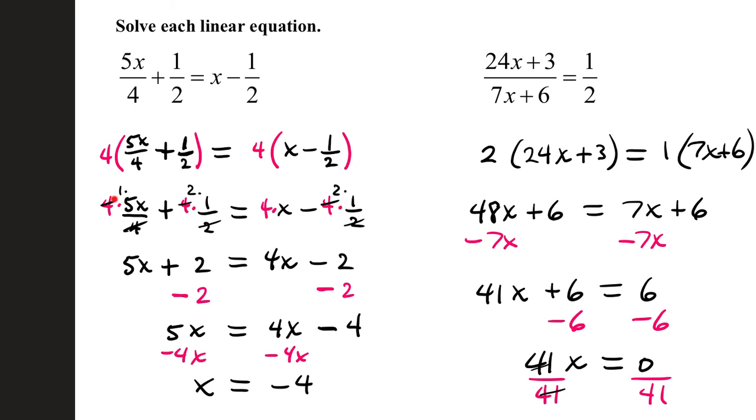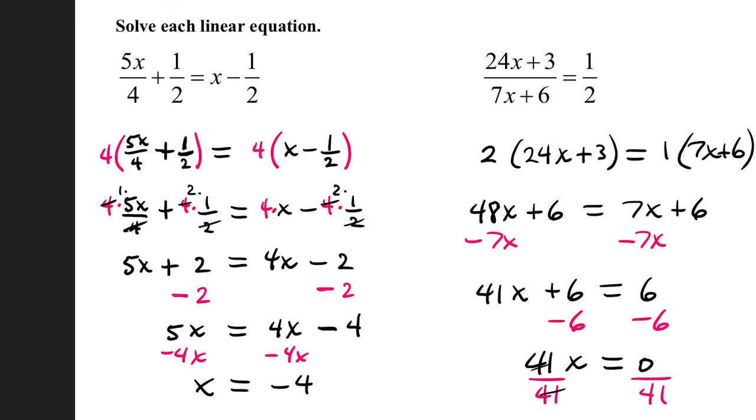By picking a number that's evenly divisible by all your denominators, you get a nice clean cancellation. 4 goes into 4 once, times 5x is 5x. 2 goes into 4 twice, 2 times 1, that's 2. This term has no denominator to cancel, so it's 4 times x, or just 4x, minus 4 times a half. 2 goes into 4 twice. 2 times 1 is 2.